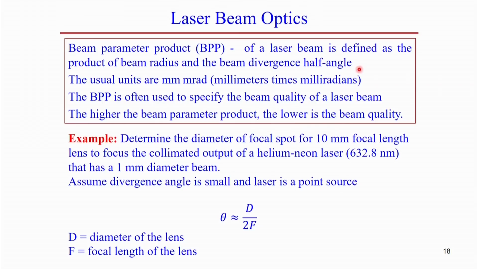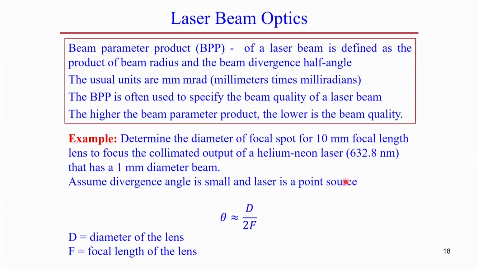So, apart from this parameter of laser beam quality, let us look into one example on laser beam optics. Determine the diameter of the focal spot for a 10 millimeter focal length lens used to focus the collimated output of a helium neon laser having wavelength equal to 632.8 nanometer and a 1 millimeter diameter beam. Assume the divergence angle is small and the laser is a point source.